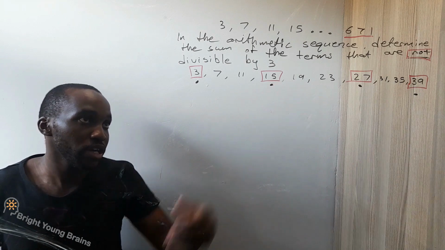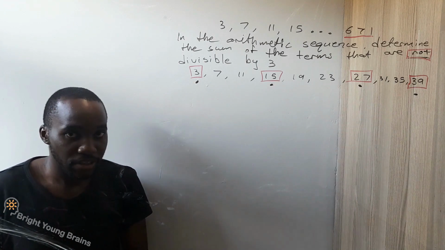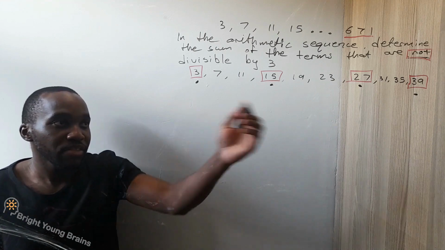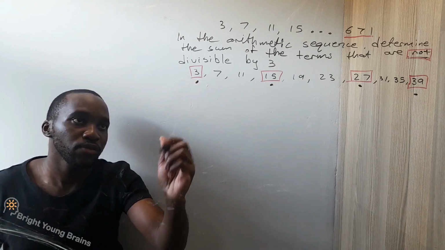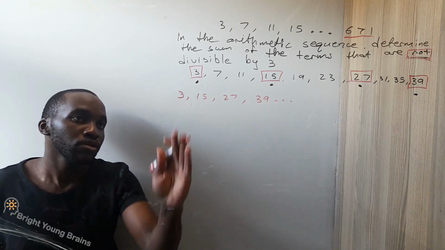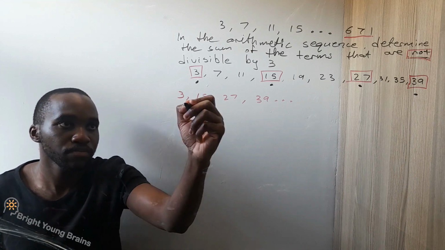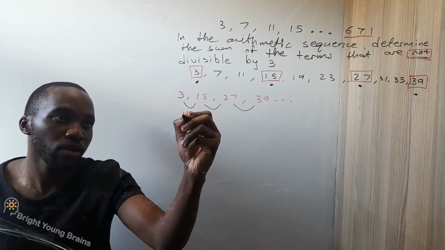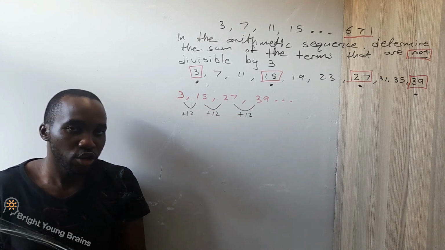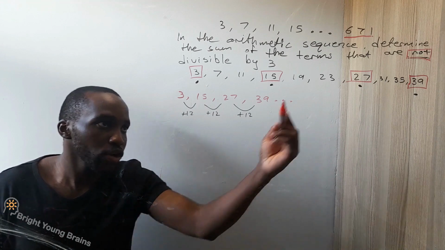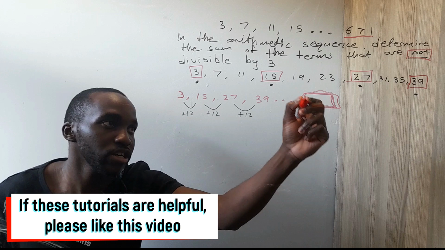So because they want us to get the sum of all the terms that are not divisible by 3, we have highlighted everything that is divisible by 3. Now, everything that's highlighted, let's see what kind of a sequence that forms. From 3 to 15, let's see here. 3, 15, 27, 39, going on and on. From 3 to 15, you add 12. If you add 12 again, you have 27. If you add 12 again, you have 39, going on and on. This would go on until a specific value, which we obviously need to find.